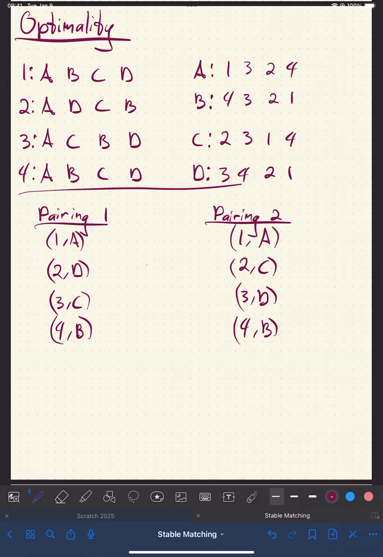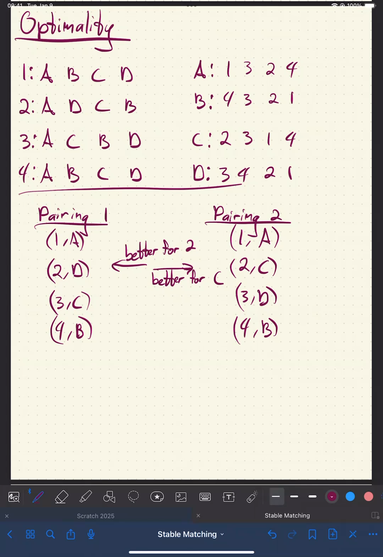Well, if we look over here, this is better for 2. If 2 is matched with D, it likes D more than it likes C. So on this side, 2 is happier. Yet on this side, this is better for C. C would rather be with 2 than with 3 on the other side. So one side is better for 2, one side is better for C, so there's no clear-cut winner. So which one do we call better?